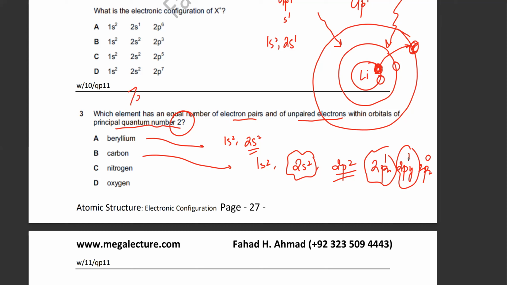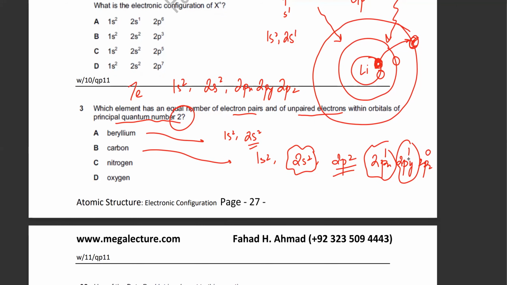Nitrogen is 7 electrons. 7 electrons would be 1s2, 2s2 and 2p3. That means there's 2px, 2py, I mean, p has 3 orbitals. So this is your 2p subshell. 3 means there's going to be 1 here, 1 here, 1 here. So that means in the second shell, they have 3 unpaired. The number of paired is just 1. So that's also not equal. Now the last one, that's the answer, that's D.